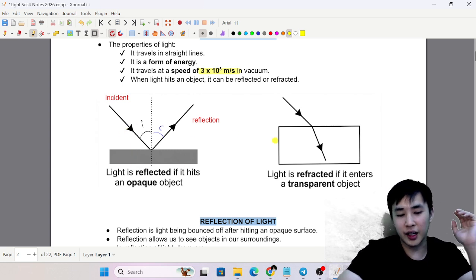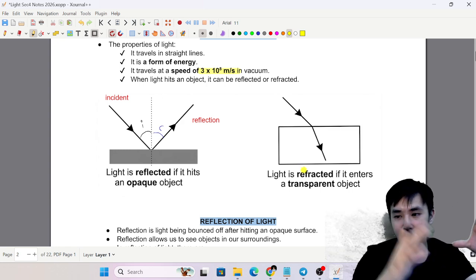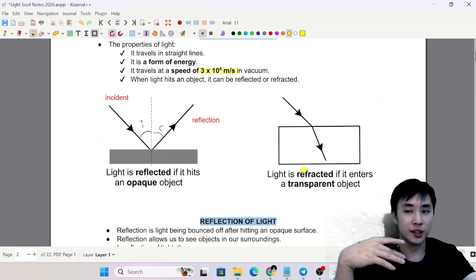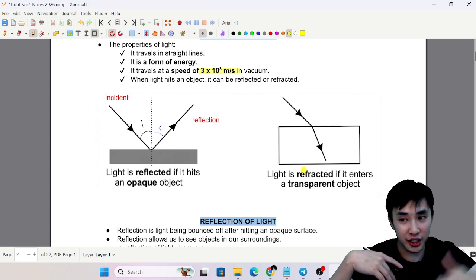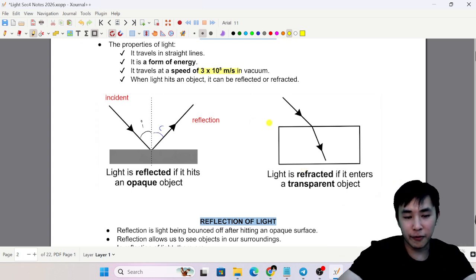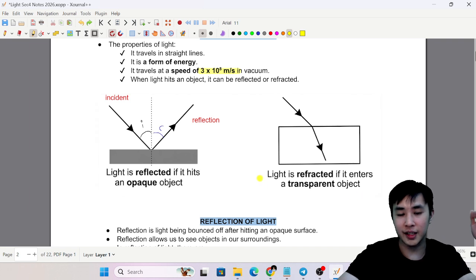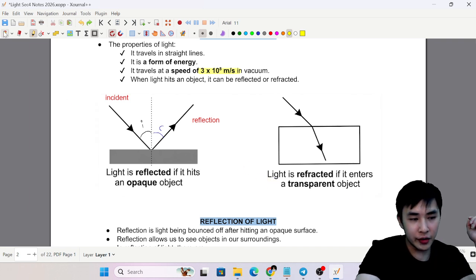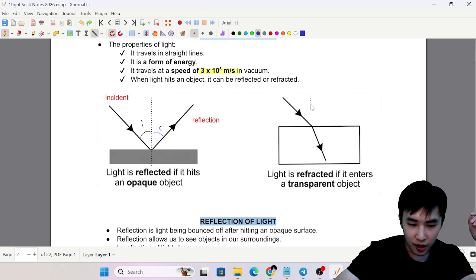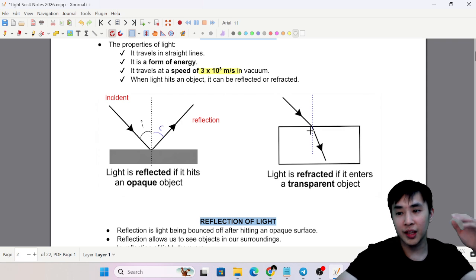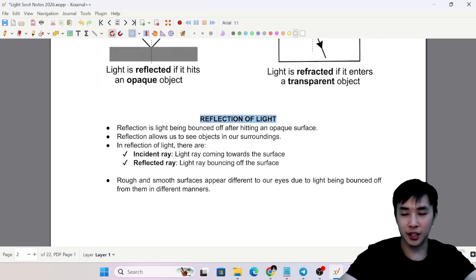On the other hand, if the object is transparent or translucent, then some refraction can occur. Refraction is when the light doesn't pass straight through, but instead it bends. Even for the case of refraction, we also usually draw the normal. Once again, the normal is just a line like this. We usually draw it as a dotted line that is at right angle to the surface line. So this is pretty much the reflection of light.